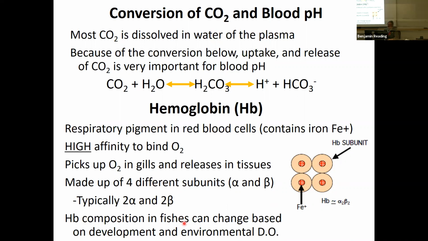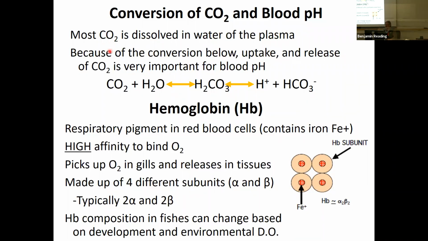So the hemoglobin composition in fishes can change based on environmental dissolved oxygen. Again, when you're looking at environmental assessments, this is another indicator. You can look at the abundance of different hemoglobin proteins in the blood of a fish and its affinity. Pretty cool. So here, most carbon dioxide, just like you and me, most carbon dioxide is dissolved in water.